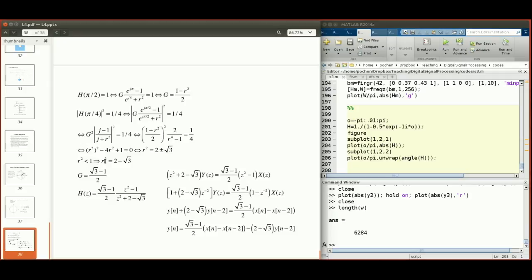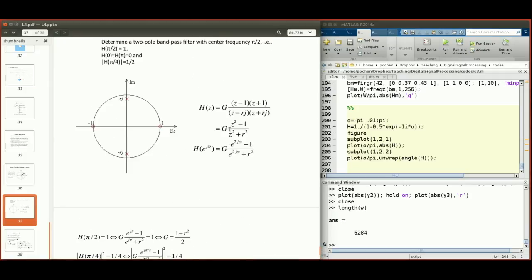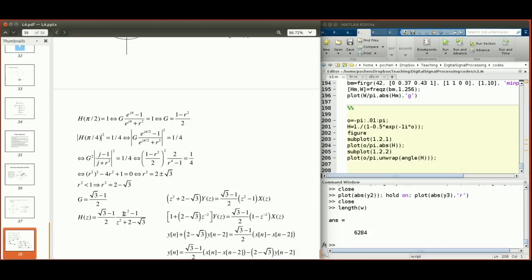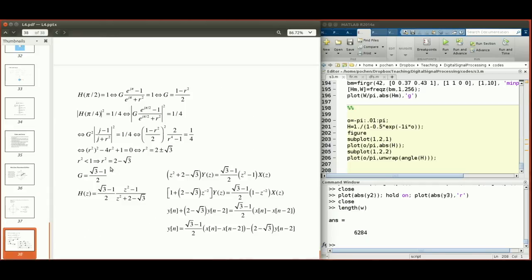And because you already have a value for r squared, you can bring it back into this z representation, right? So you have a g value already, and z squared subtract 1, z squared plus r squared, where r squared equals 2 subtract square root of 3. So now this is our solution in the z domain, our solution for the transfer function in the z domain, right? So we have actually solved the problem. But we are not done yet.